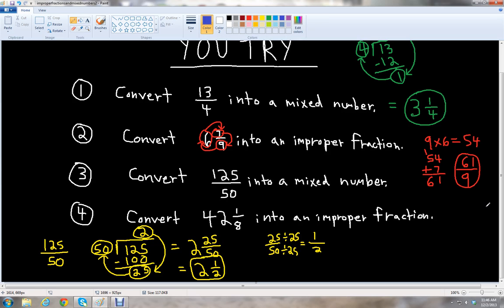Okay, so our last problem, we have 42 and 1/8, and we want to convert that into an improper fraction. So what we're going to do is we do around the clock again. We know our denominator is going to be 8, so we can just write that over 8, and we just need to find the numerator. So 8 times 42, or 42 times 8.